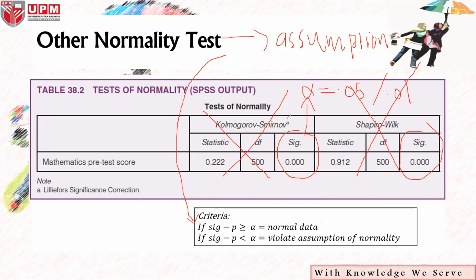Just now we learned that data normality can be based on the mean, mode and median values. The second one, based on skewness, we use the cutoff point ±3. The third one, kurtosis, we use ±3 as the cutoff point. The fourth statistic, we use the Kolmogorov-Smirnov and Shapiro-Wilk, in which the decision is based on the comparison of significant value against alpha. Okay?